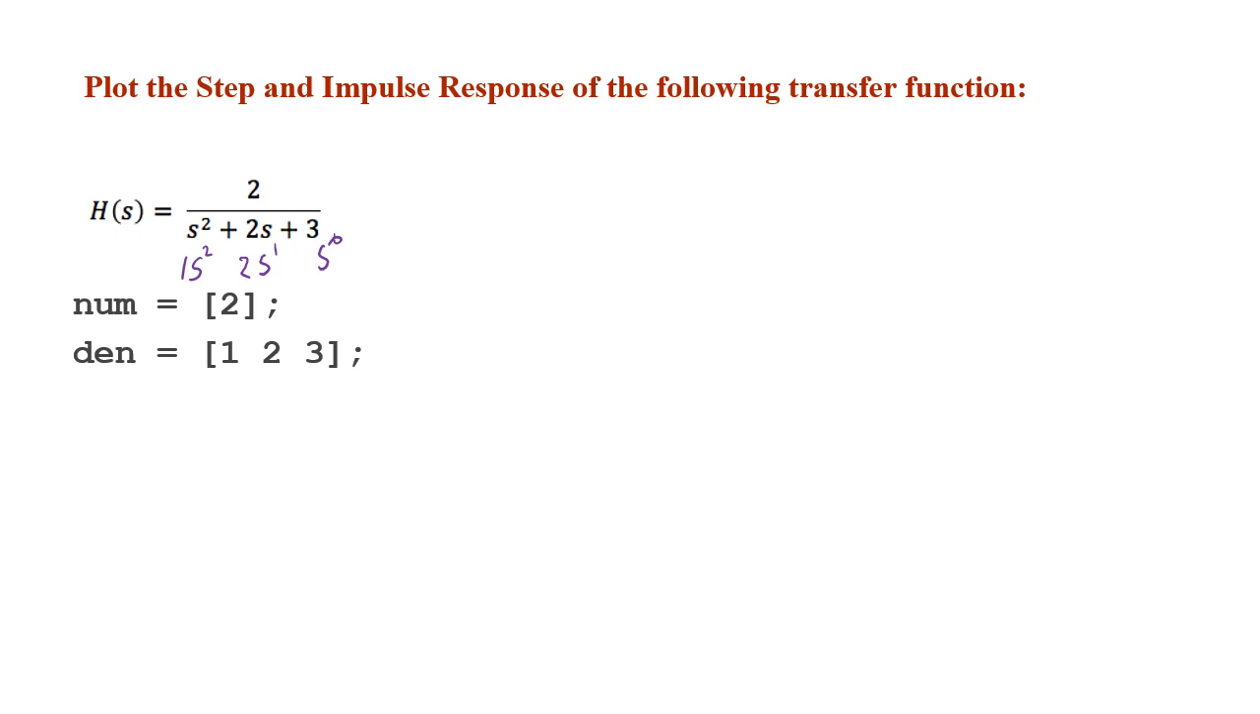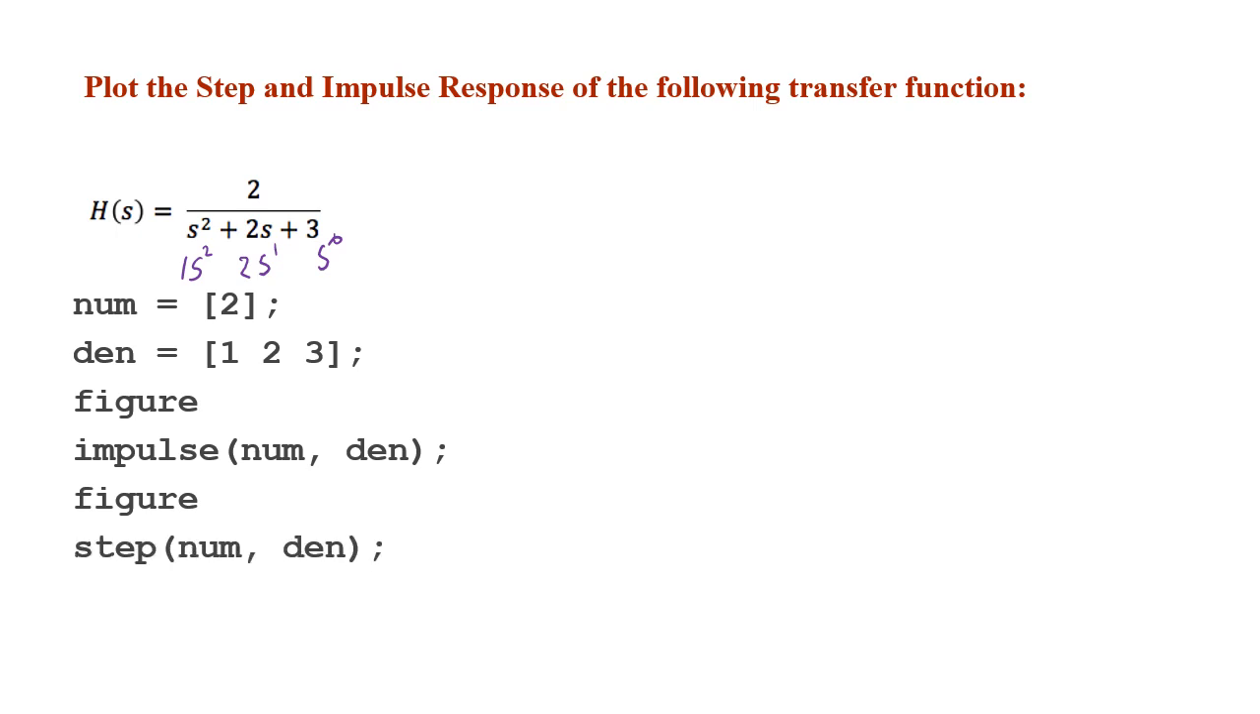Next we're going to type figure to open a new figure window. Then we're going to call the function impulse first to plot the impulse response. And finally we're going to type figure again to open a new figure window. Finally we're going to call step to plot the step response.